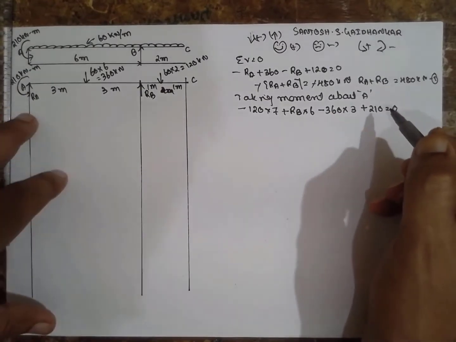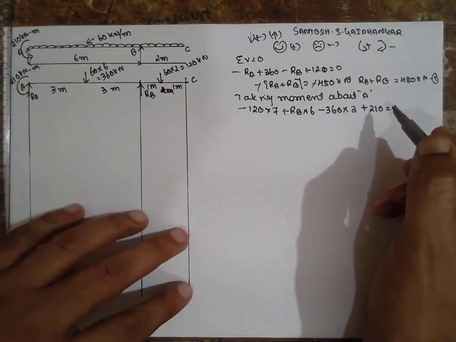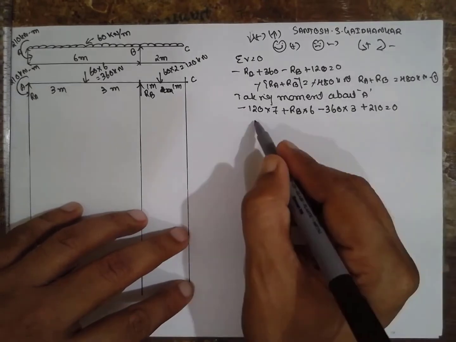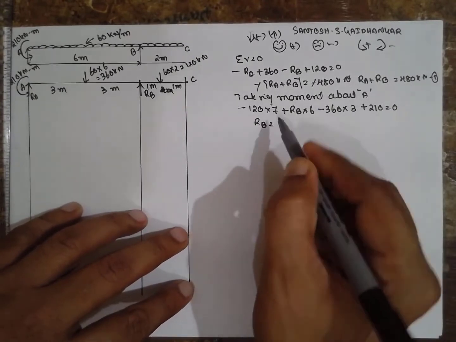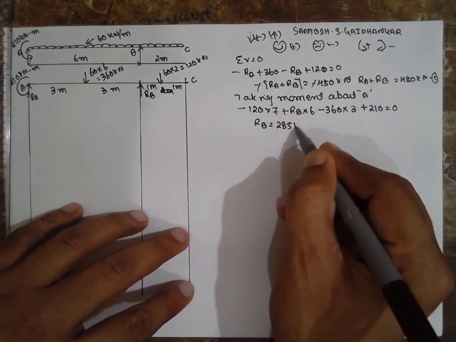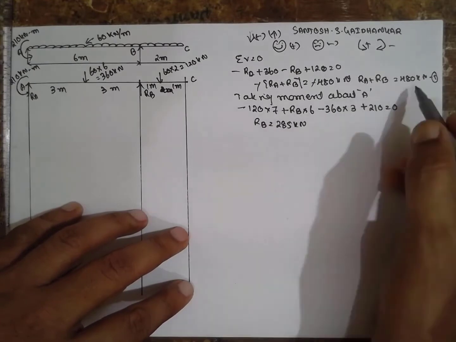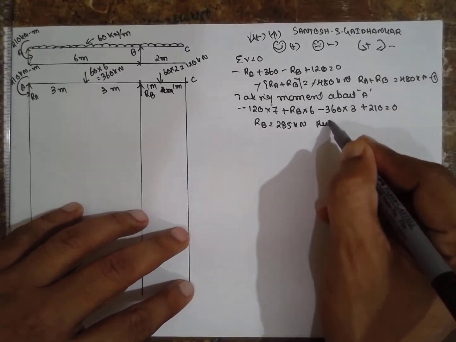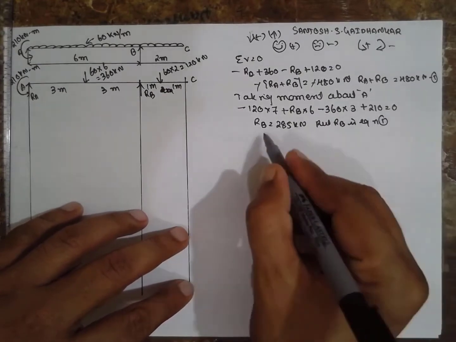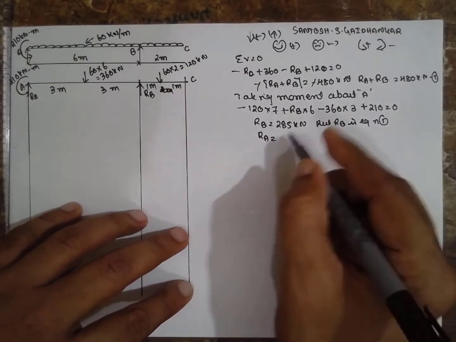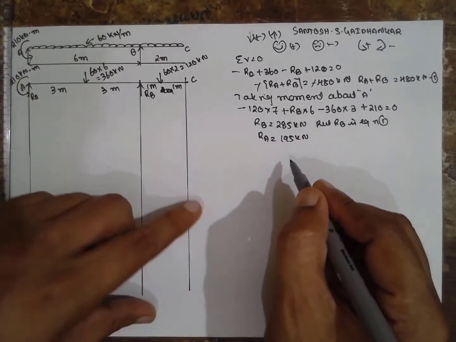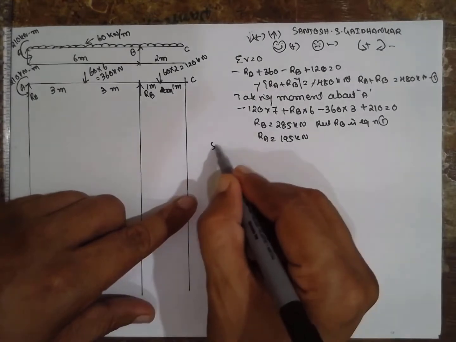This is a very important problem. Couple you have to consider here. Now if you substitute, the RB value will be 285 kilonewton, and put this value in equation 1. Put RB in equation 1. RA is equal to 195 kilonewton. Now go for shear force.